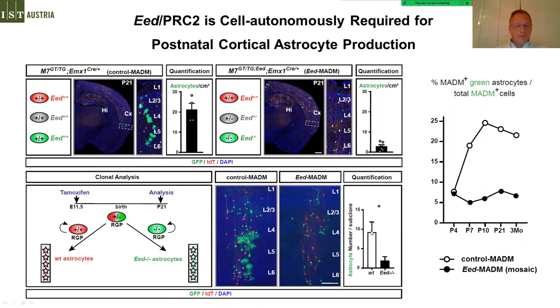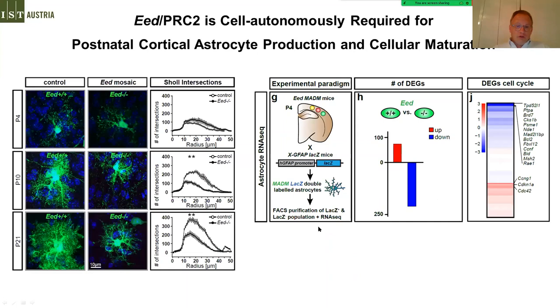So again, we induced clones at 11 and then analyzed 3 weeks postnatally. And if we quantify, the amount of astrocytes per subclone is massively reduced here. So that confirms it's really a cell autonomous phenotype in these radial glial stem cells. Now, we also found that astrocytes not only are affected in their production, but also show morphological deficits if they lack EED. So there are additional functions, not just in the production, but also in morphogenesis of these astrocytes. And this is a phenotype that we are currently following up.